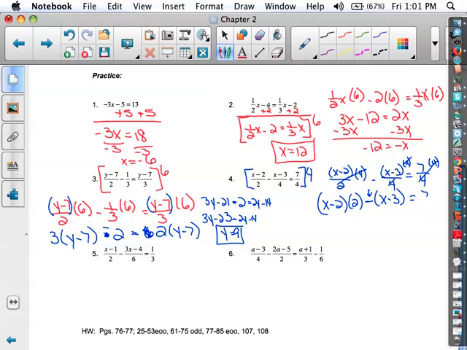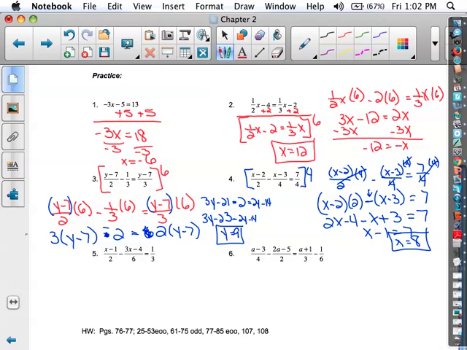Those 4's will cancel. This will become 7. I will get 2x minus 4 minus x plus 3 equals 7. So x minus 1 equals 7. So x equals 8. And that's the answer for 4.